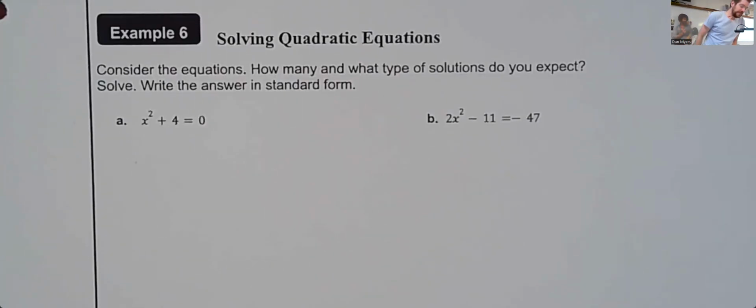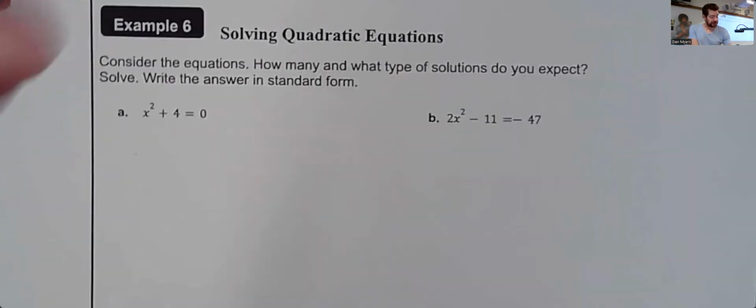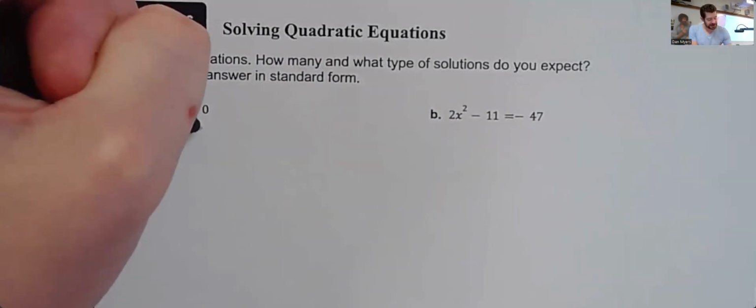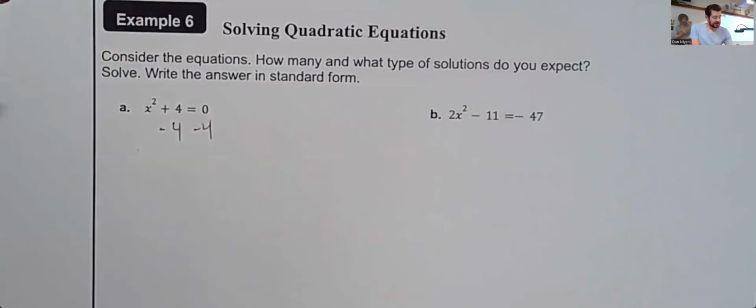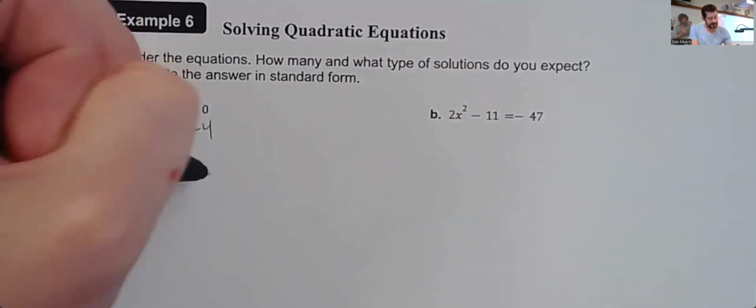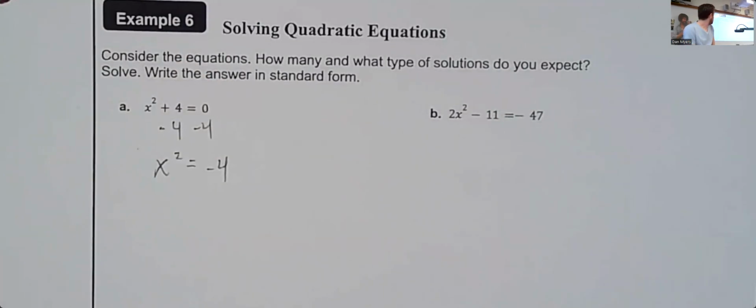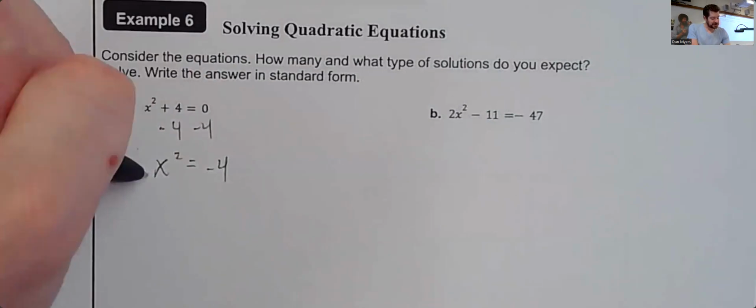Let's get started. So if we were to solve this last week, we would write, subtract 4 from both sides, which is what we're going to do right now as well. So we'll subtract 4, and that'll give us x squared equals -4. Then we're going to go ahead and square root both sides, just like we did last week and the week before.